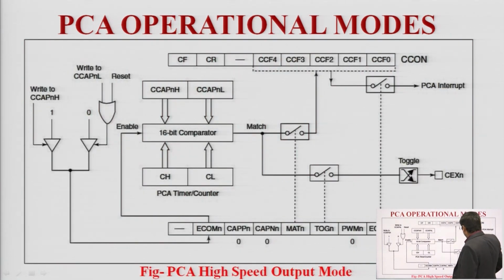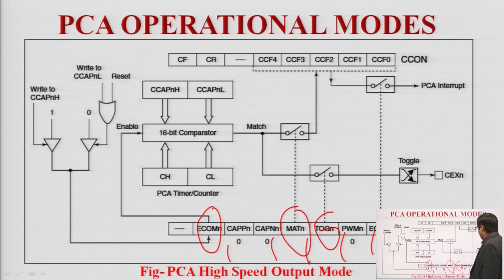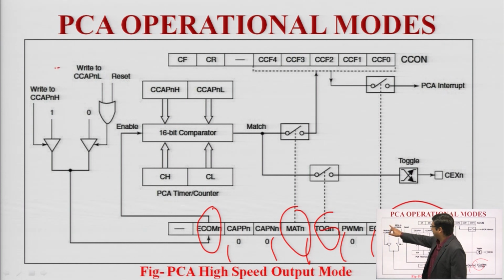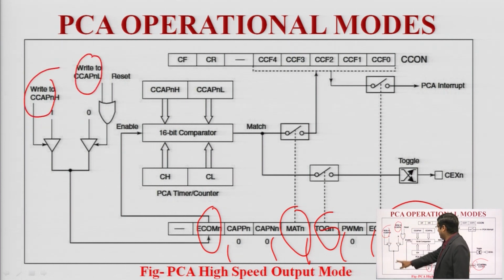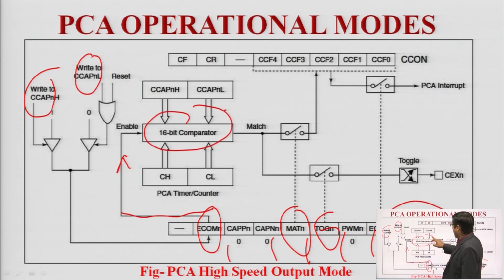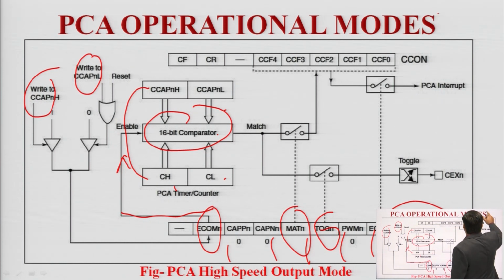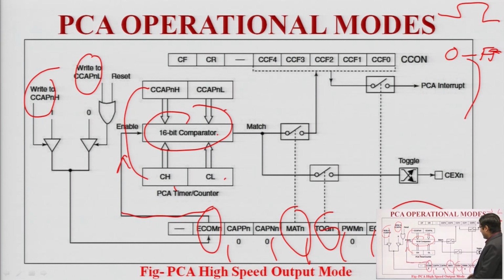Here we are setting ECOM, MAT, TOG, it should be 1. So when we are enabling CCAPnL, how will it be enabled? It will be enabled through CCAPnH and CCAPnL. When this is enabled, it will enable the 16-bit comparator, and the comparison occurs between CH and CL and the CCAPnH and CCAPnL registers. When there is a match, say we are counting from 0 to FF in CH and CL, and a match occurs, then it will toggle the output pin.